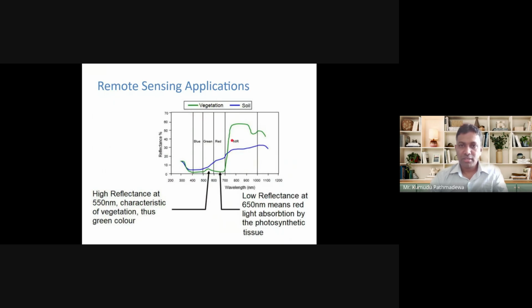So when we want to analyze or identify vegetation more clearly, instead of red, green, blue, we can use the near infrared wavelength, and we will discuss this in later slides also.